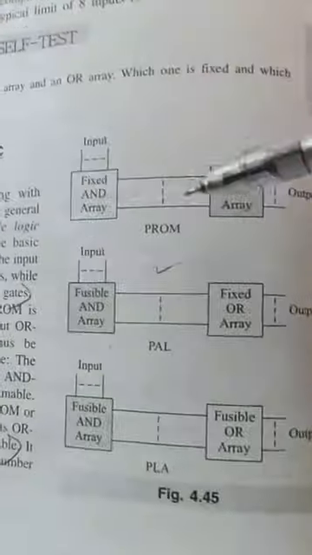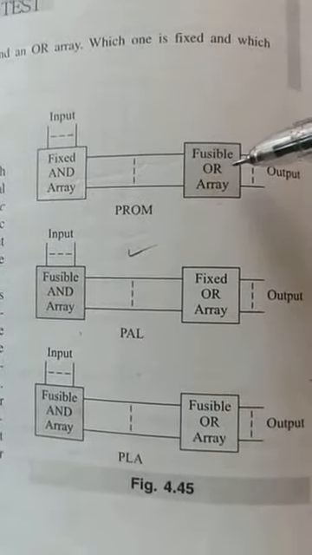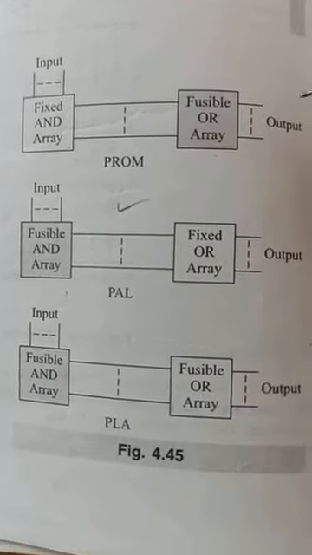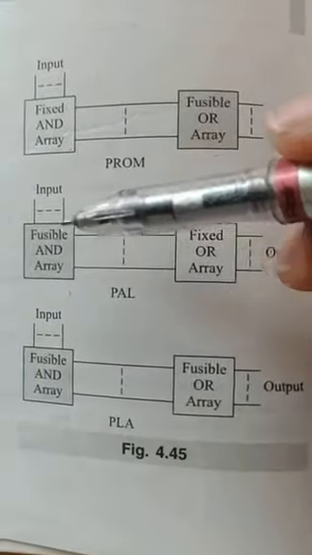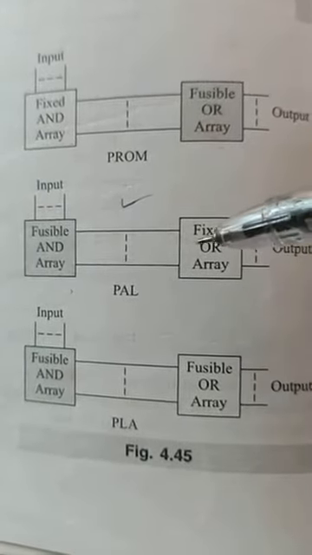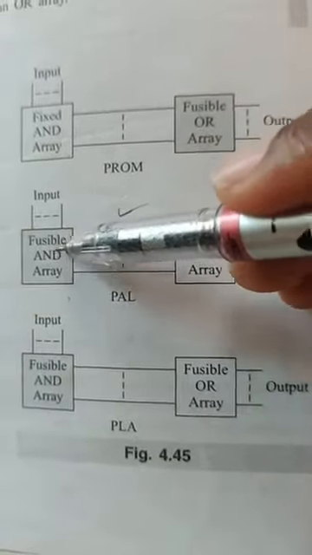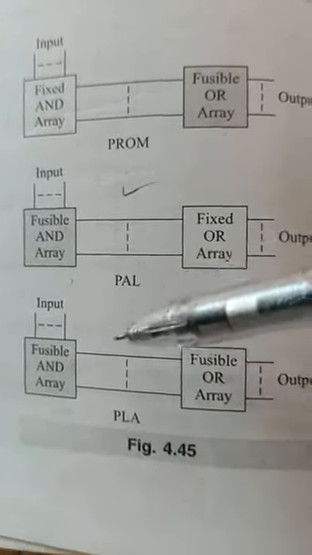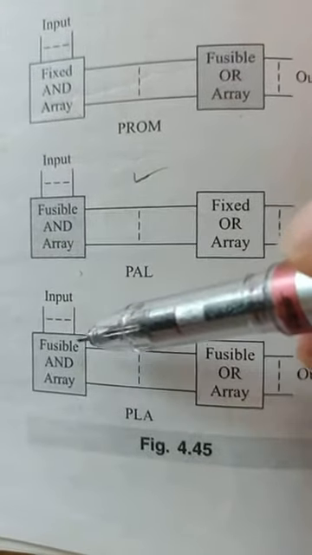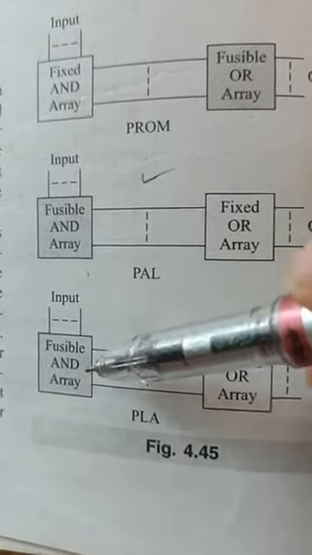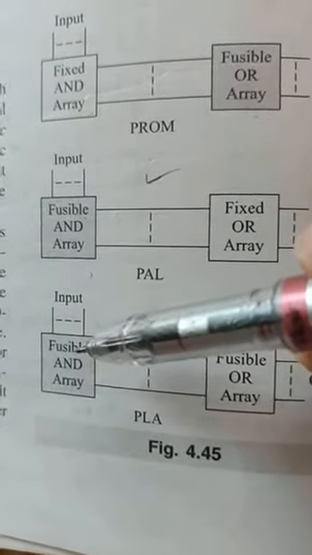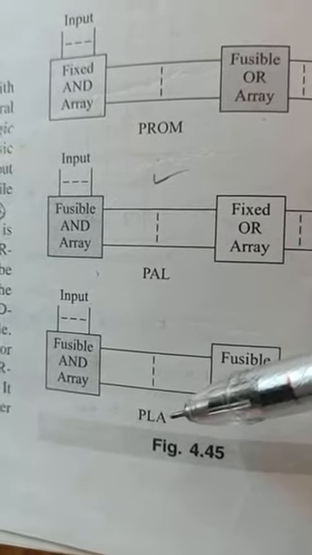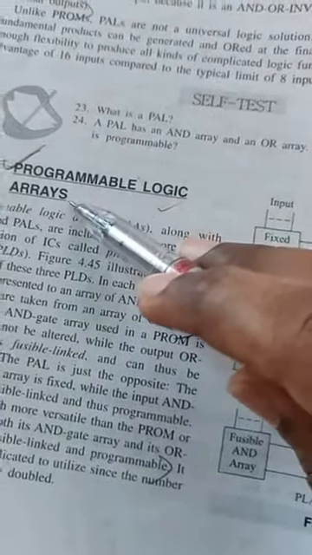So look at here. PROM: fixed AND array, fusible OR array. Fusible is something like X mark, don't care. We can make changes. That is what we call fusible. And PAL: fixed OR array, fusible AND array. We are supposed to make the changes with respect to the AND array, right? So that is fusible, and the OR array is fixed. That is PAL. And PLA, what is it? Fusible AND array and fusible OR array. We are supposed to make the changes with respect to the AND array as well as the OR array, both the arrays. That is PLA. PLA refers to programmable logic arrays.